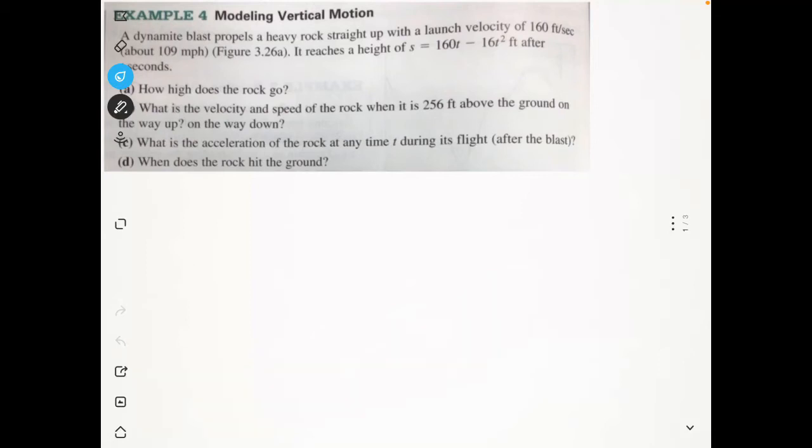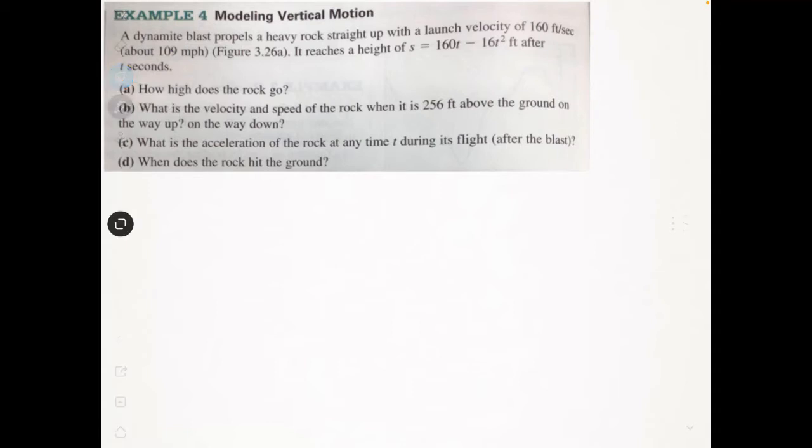We're continuing on with 3.4 today, the acceleration, velocity, position stuff. And we're getting into more physics type ideas. So we're just going to jump into the examples here. We have two of them. The first one is modeling vertical motion.